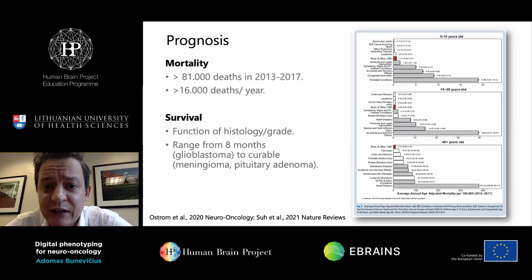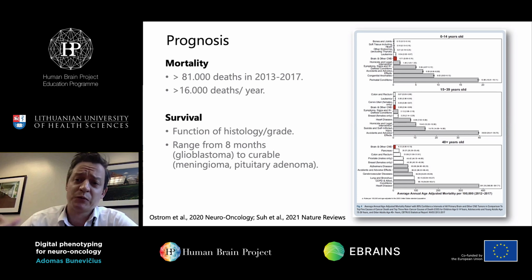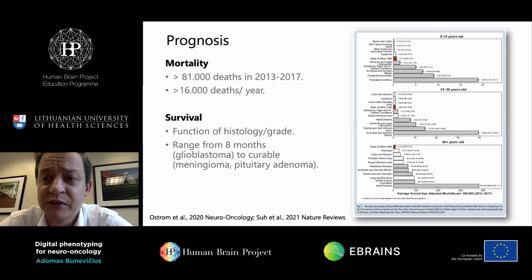in children, for example, brain and CNS cancer is the deadliest type of cancer. So it's the most common, and it's also the deadliest among all cancers in kids. Of course, other common causes are perinatal conditions, congenital abnormalities, and accidents. But when we speak about diseases, CNS cancer is a common cause of death in kids.